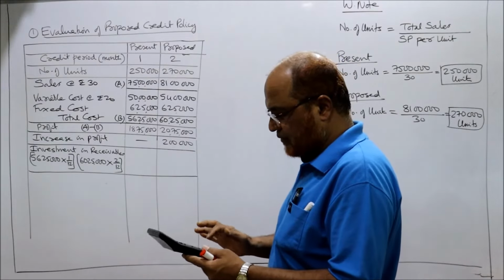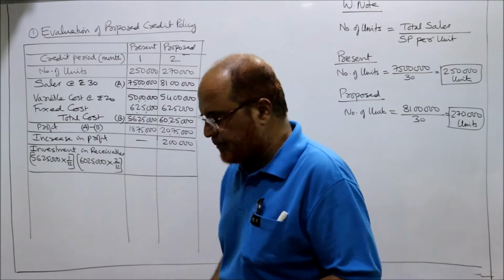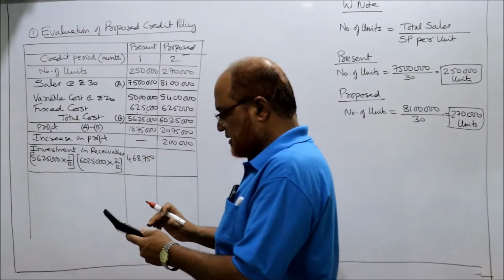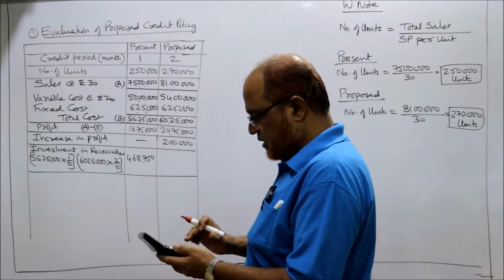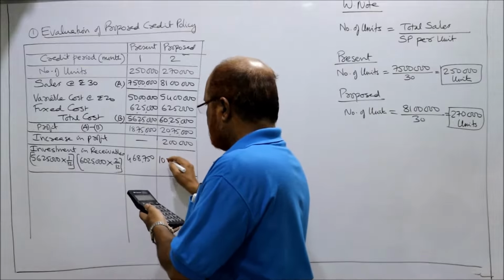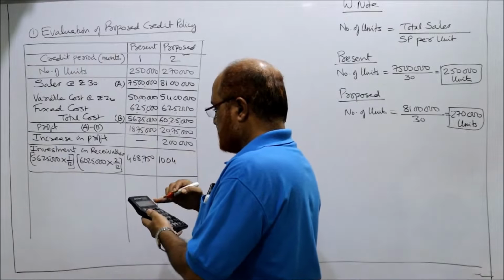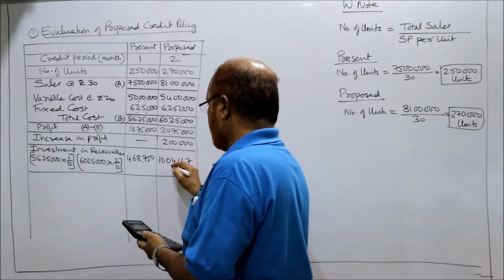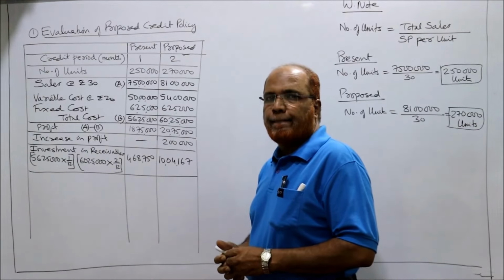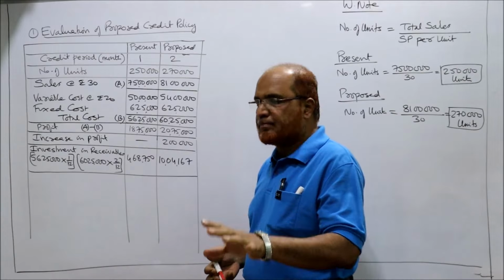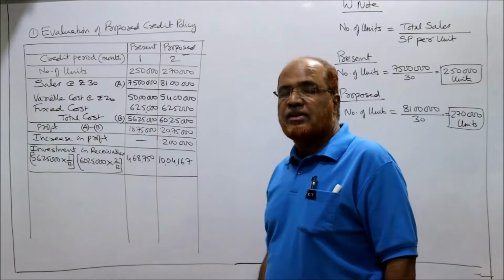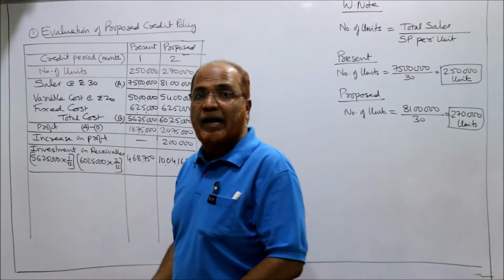56,25,000 divided by 12. You are getting 4,68,750. Similarly, it is 60,25,000 into 2 divided by 12. You are getting 10,04,167. Presently investment जो है वो 4,68,750 है. And investment in receivables presently 4,68,750. अगर proposed policy में गए तो 10,04,167 और investment बढ़ जा रहा, तो additional investment.